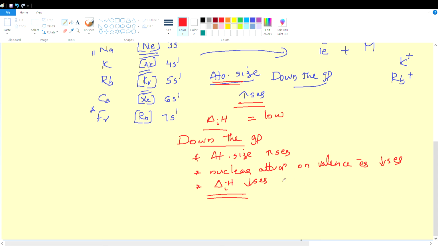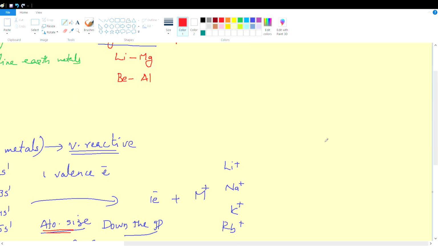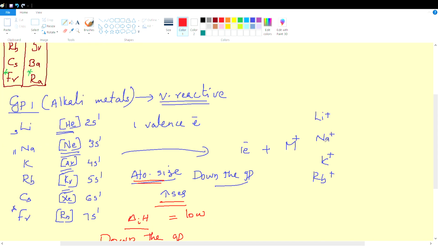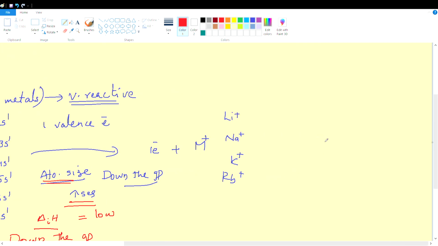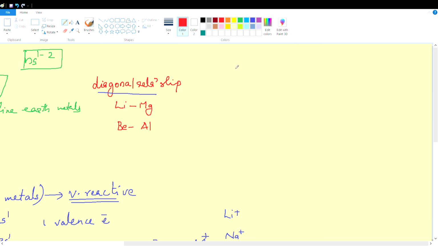Now, the ions produced in water are stabilized by a process called hydration. Just now we said these metals readily lose an electron. Let M be an alkali metal. An alkali metal atom readily loses one electron and forms a monopositive, monovalent positive ion. Lithium forms Li plus, sodium forms Na plus, potassium K plus, rubidium Rb plus, cesium Cs plus.